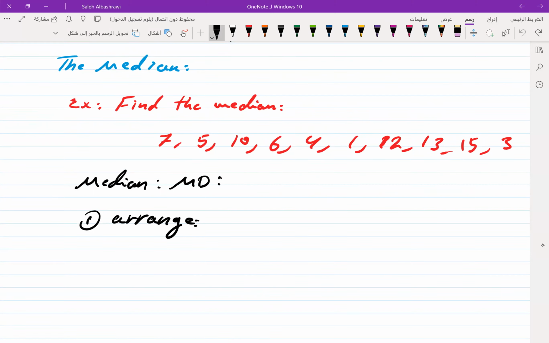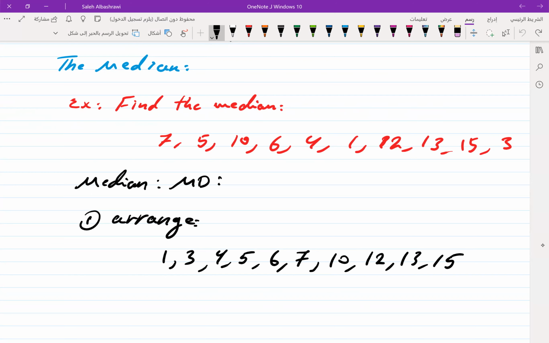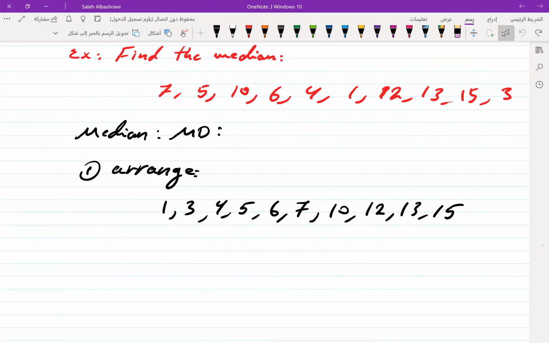Just find ascending. 1, then we have 3, then we have 4, 5, 6, 7, 10, and 12, 13, and 15. So we put them in order from the lowest to the highest or from the highest to the lowest. Now second step, we can find the median.